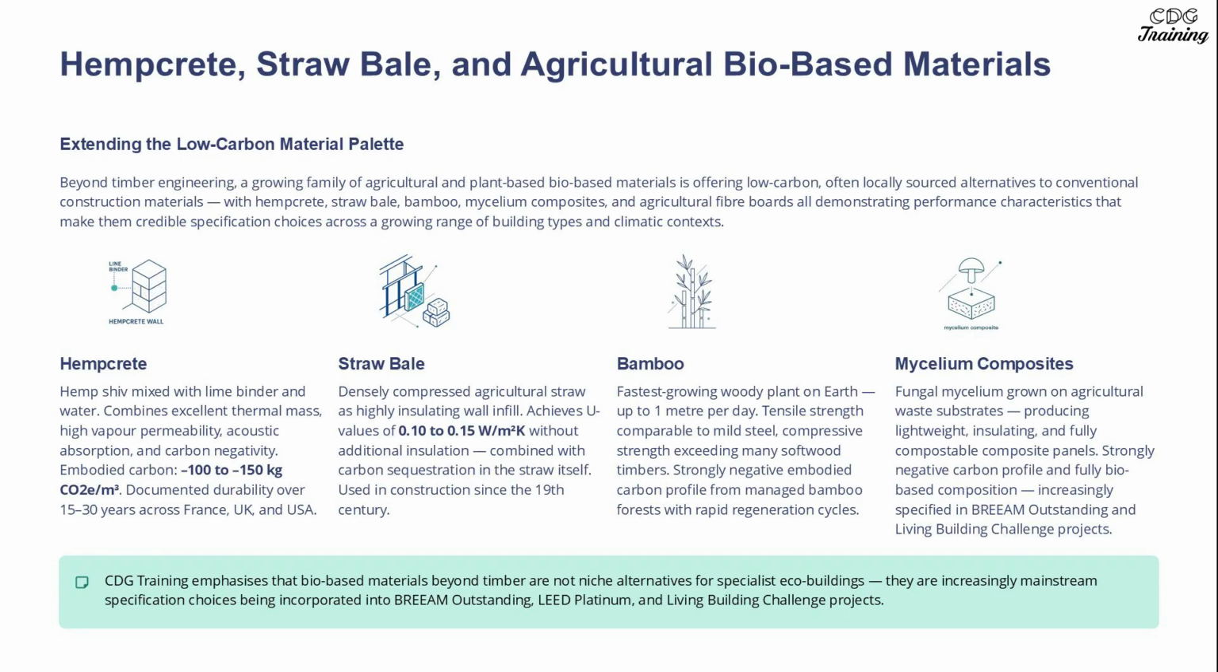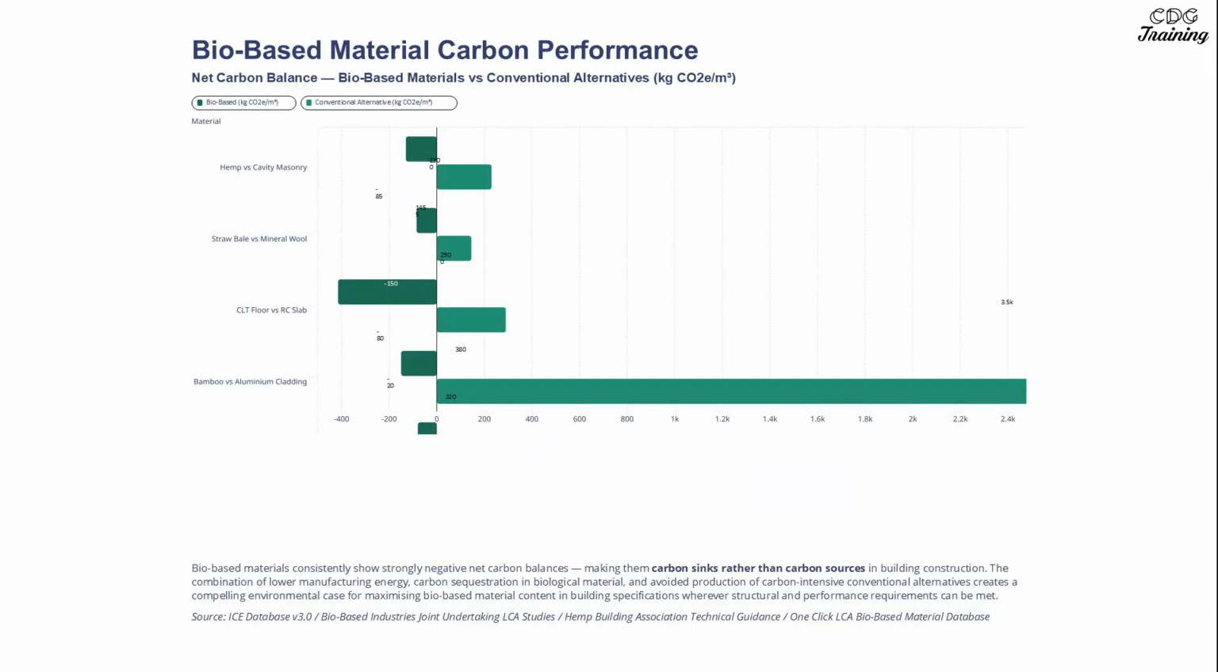Bio-based materials like hempcrete and straw bale expand the palette of low-carbon building options, offering sustainable alternatives to conventional materials. Bio-based materials consistently outperform conventional alternatives in carbon performance, making them a key component of sustainable building strategies.